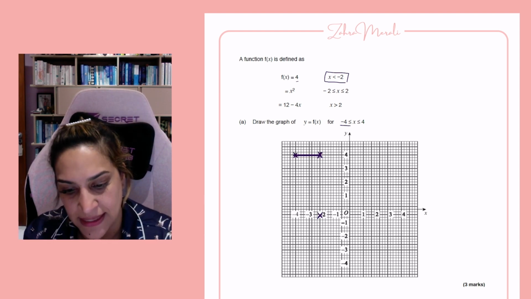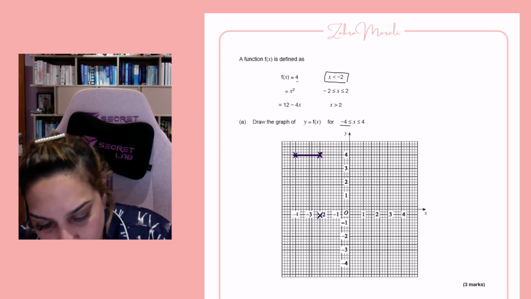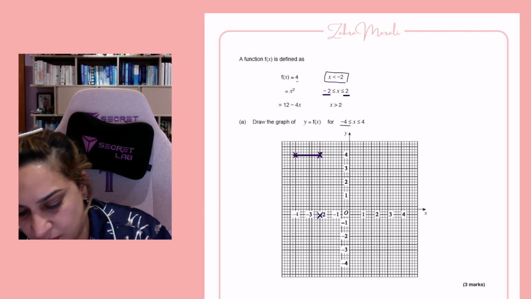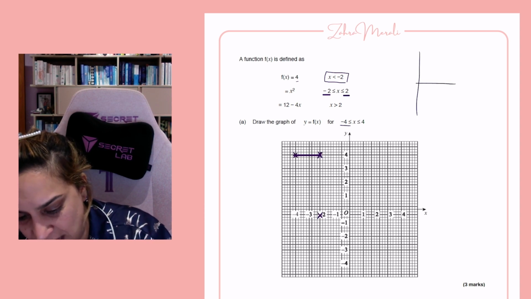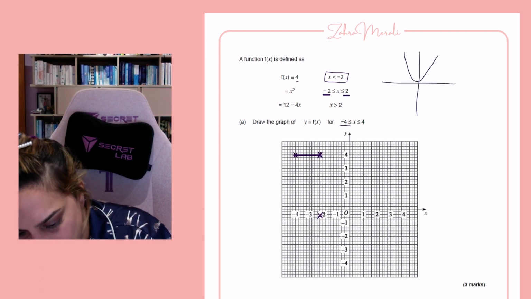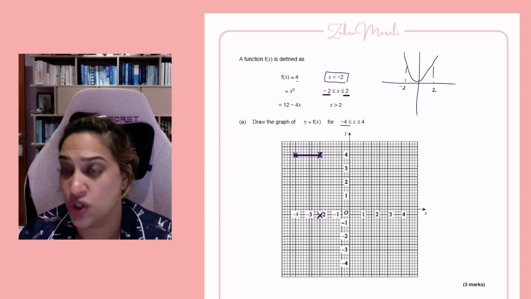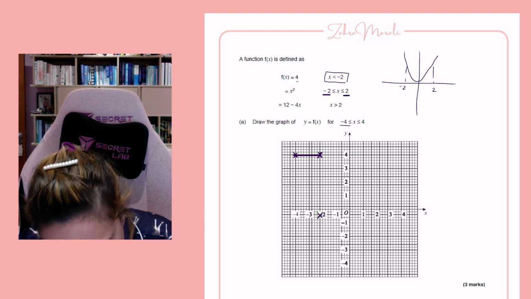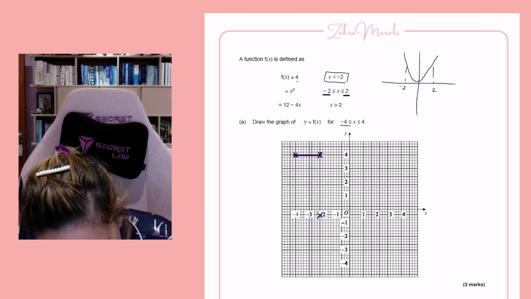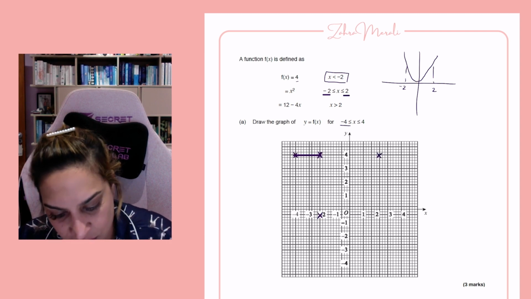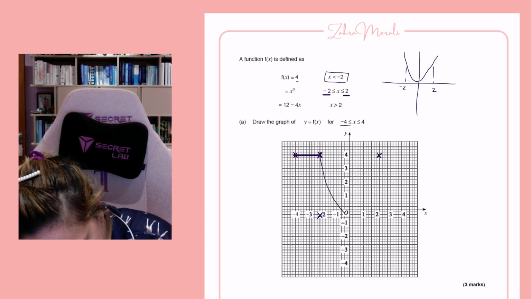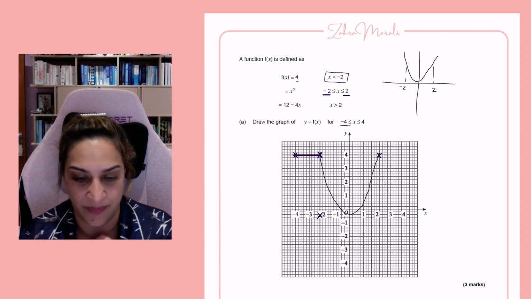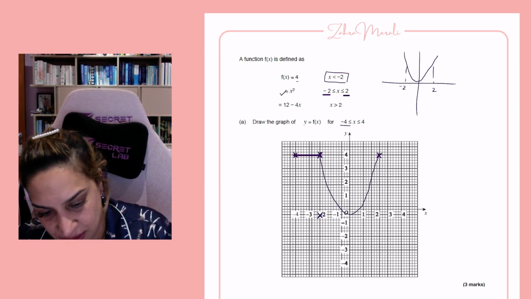Okay, now between minus 2 and 2, I've got x squared. So I'm saying to myself, well, x squared I know looks like this, but I've only got a little bit of it. So if I find out what 2 is, so minus 2 squared is 4, 2 squared is also 4, and because I know it goes to the origin, I'm just going to draw myself a curve. And I've ticked that one, done that one.